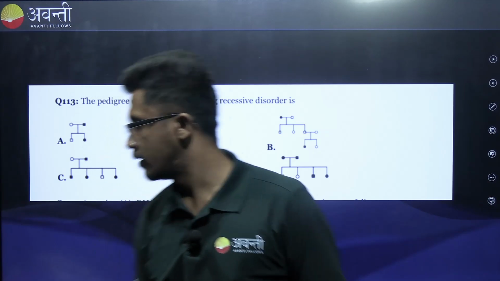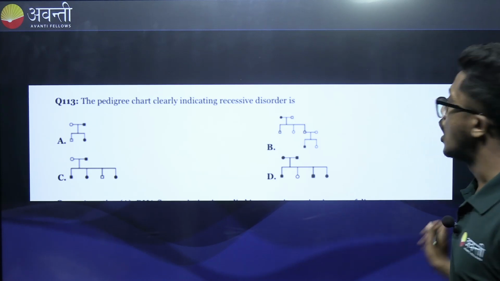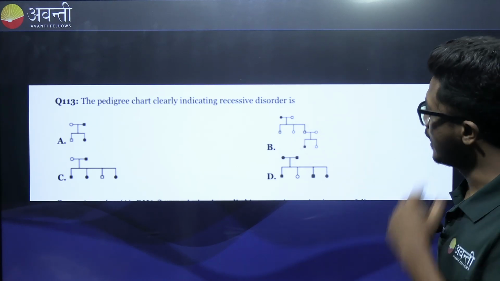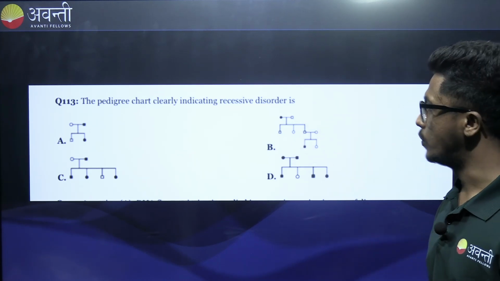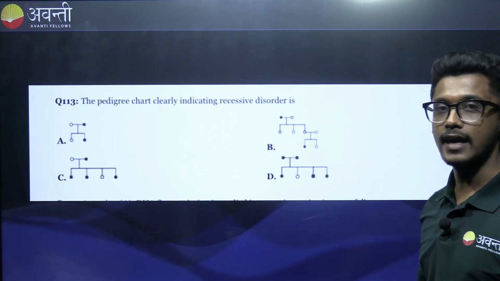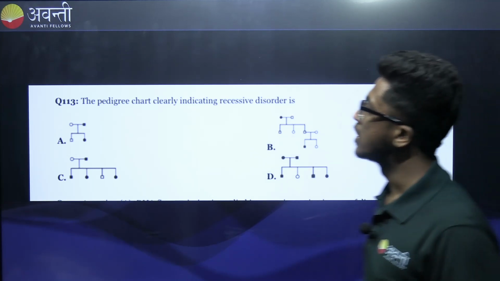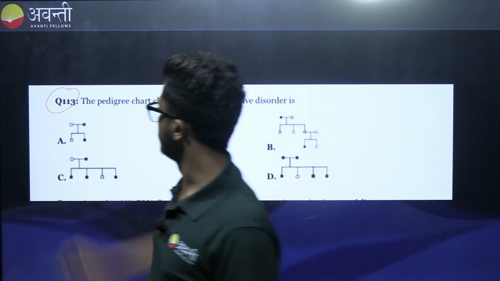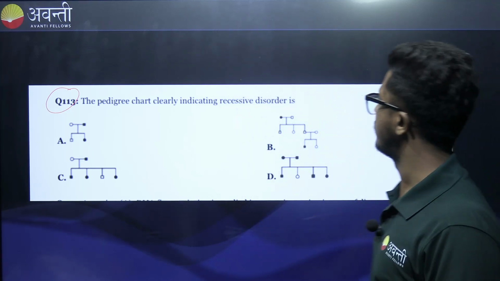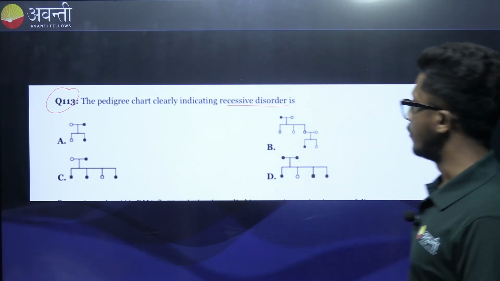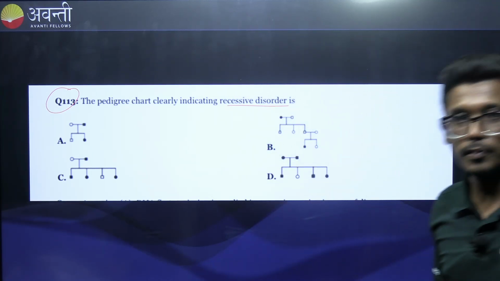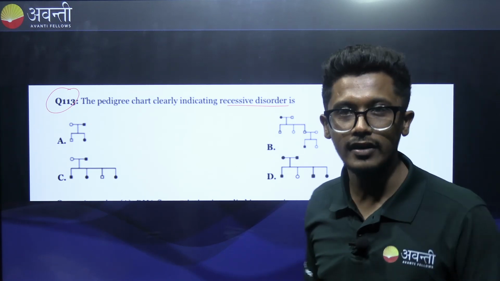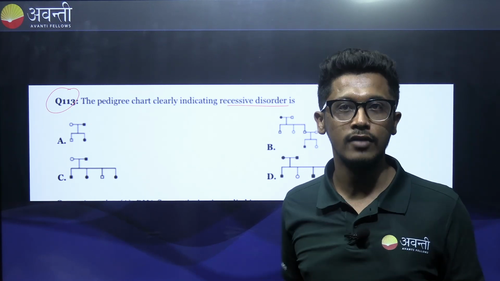Our next question is very interesting again. The pedigree chart clearly indicates the recessive disorder. Which of the following pictures indicate the recessive disorder? This was question number 113. Whenever you have a recessive disorder, for it to be expressed, they have to be in what state? They have to be in a homozygous state.